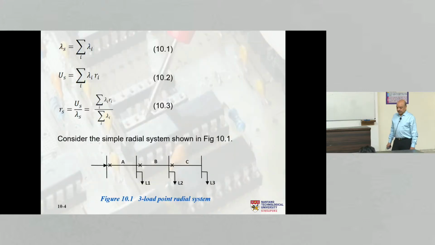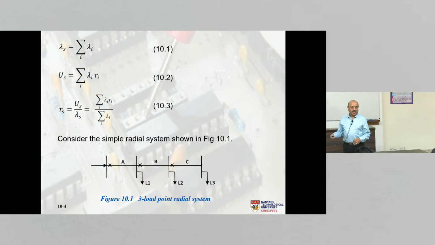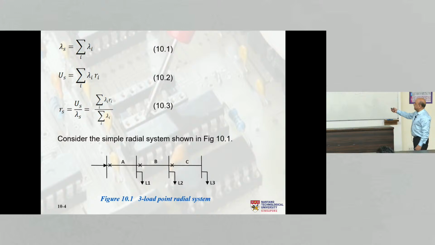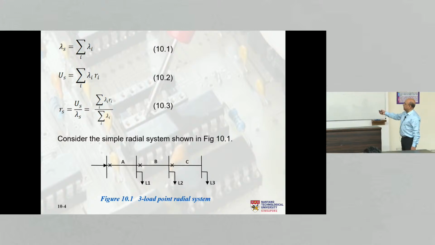So these are the equations that come to the fore if the components are connected in series. And I just mentioned that for a radial system, more often than not, you have all these components connected in series until you get the power. So if any one of them fails, you lose power, right? So this is how we'll calculate the average failure rate, average annual outage time, and average outage duration.